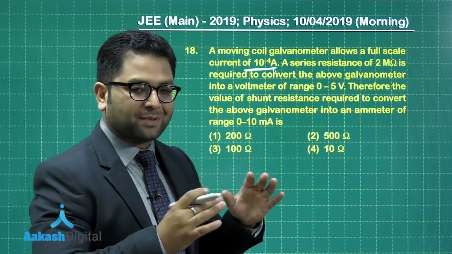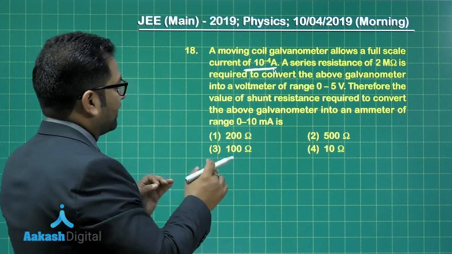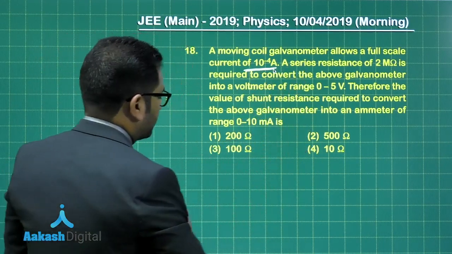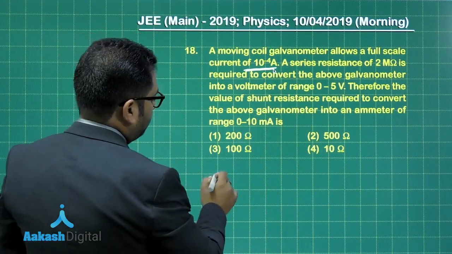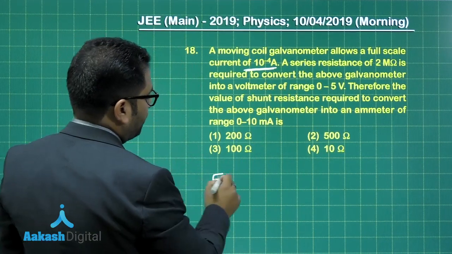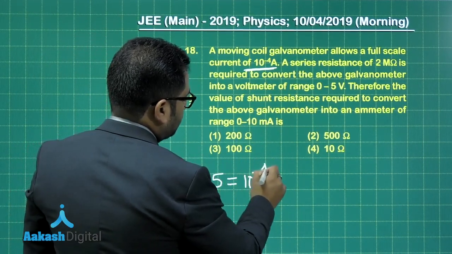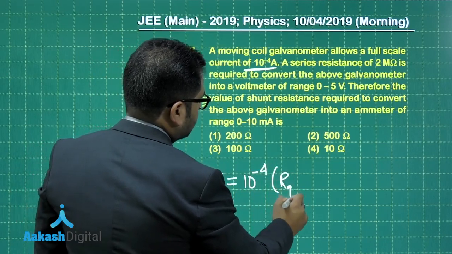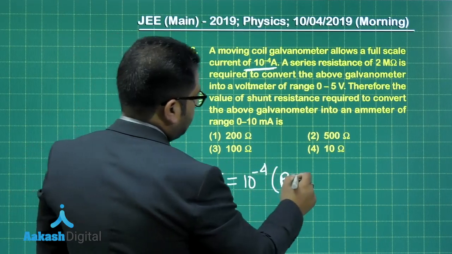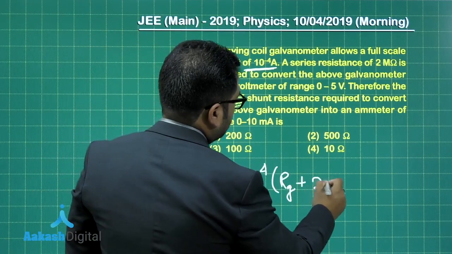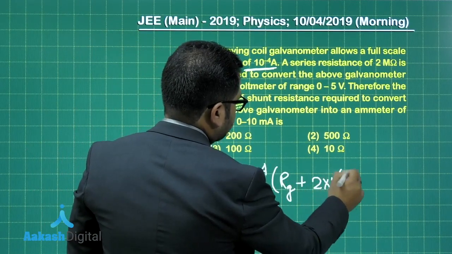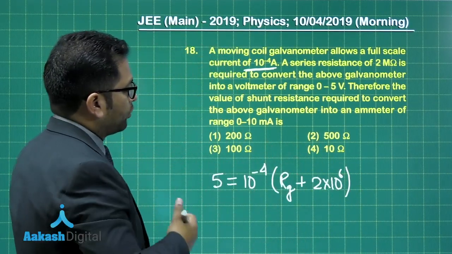Now there has been a slight error in the numerical value which has been given. I'll show you how. The voltmeter range is 5 volt. The range of the galvanometer is 10 raised to the power minus 4. So let's say the galvanometer resistance is this, plus the series resistance, that's 2 into 10 raised to the power 6, because that's 2 mega ohm.